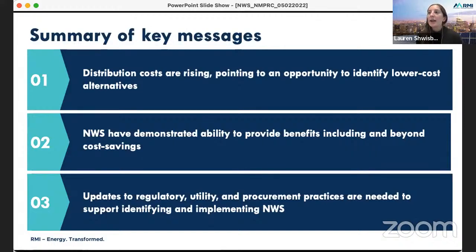And then finally, there are many updates to the regulatory, utility, and procurement practices that are really critical in supporting implementation of non-wire solutions. There's been a lot of work to advance the market, but it does really require changes to be most effective, which I will talk through some more.